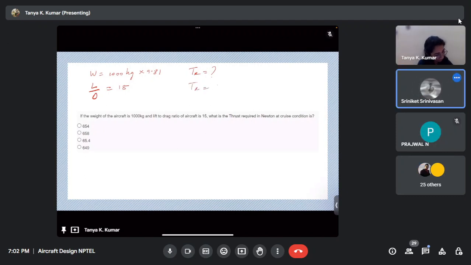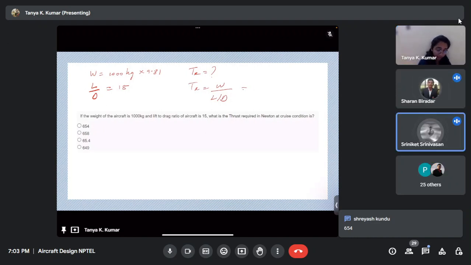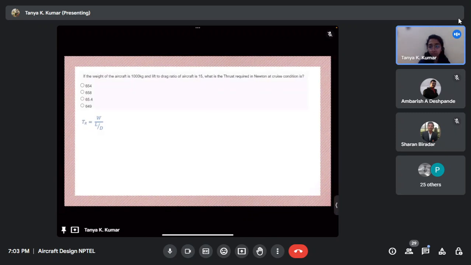Yes, it's a straightforward substitution. So try doing this and tell me the answer. 654. Okay, so that is the right answer, 654. Now, this is just the formula that we have used.